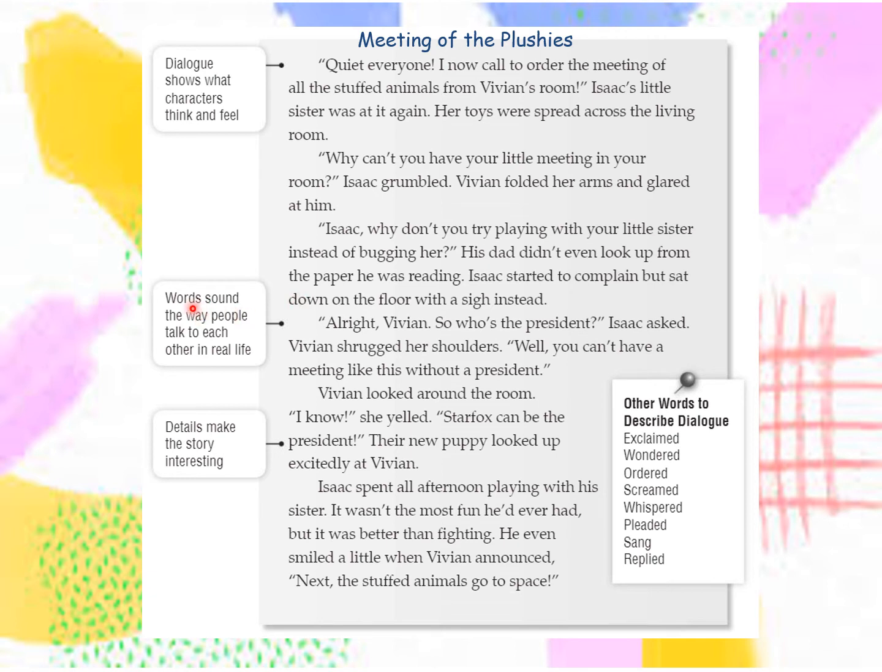So we should also use words that sound the way people talk to each other in real life, like all right and other such words.